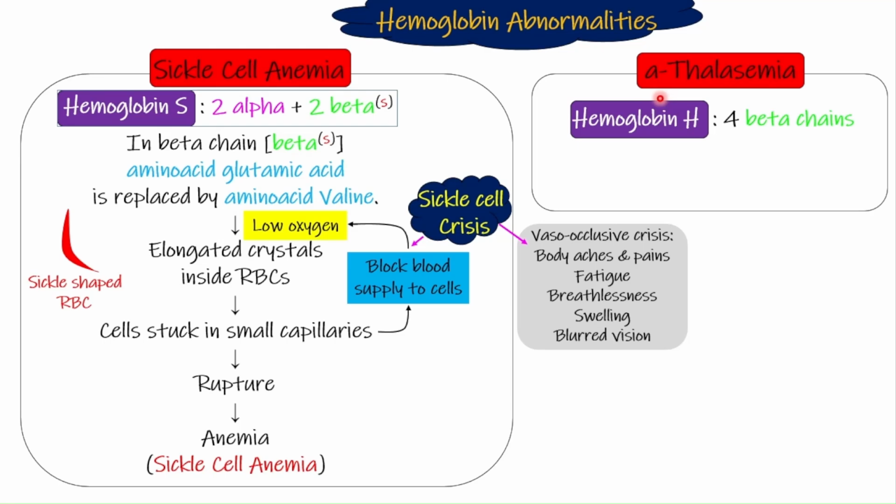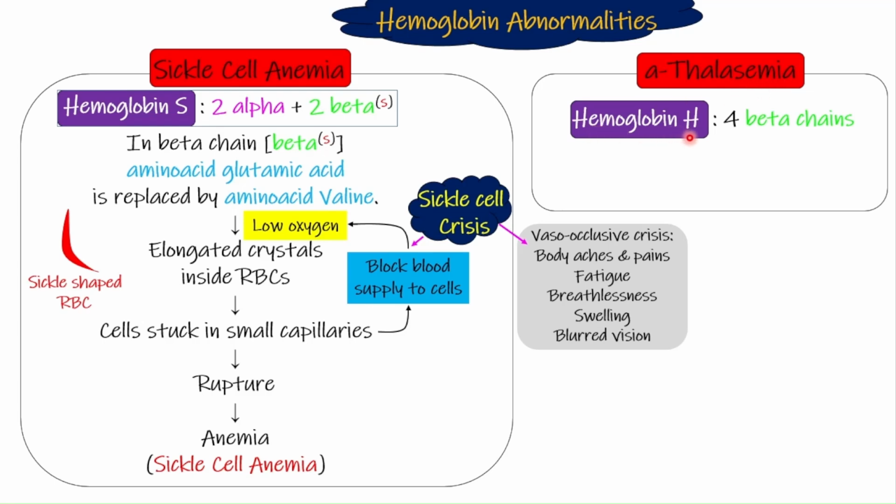So now alpha thalassemia has two types of hemoglobin. One is hemoglobin H. From the name, it is obvious that alpha thalassemia involves the alpha chain. Now, in one case, that alpha chain is missing. If the alpha chain is missing, it gets replaced by two more beta chains. So that is known as hemoglobin H. So in alpha thalassemia, hemoglobin H might appear.